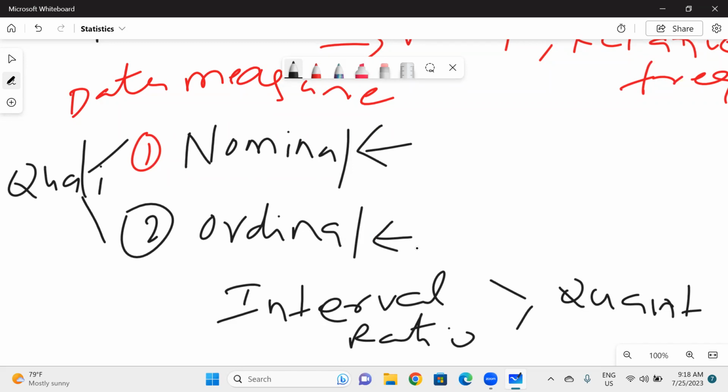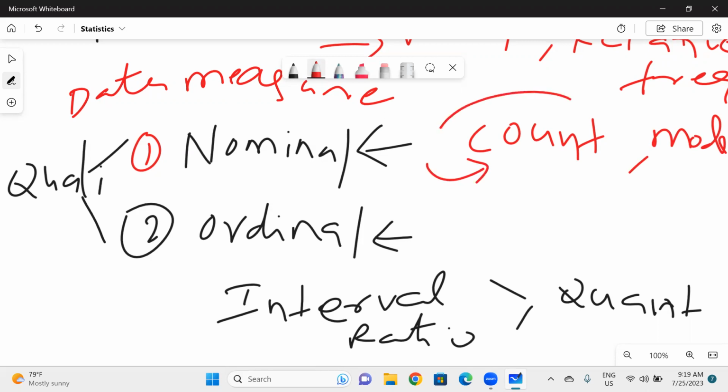When you're talking about nominal data, only two types of metrics can be applied. One is the count, and the second one is the mode. Count means the number of records we have. Mode means the most frequently occurring record. When the data is nominal, we can do only two statistics: count and mode. Clear? Any questions? No, sir. Okay.